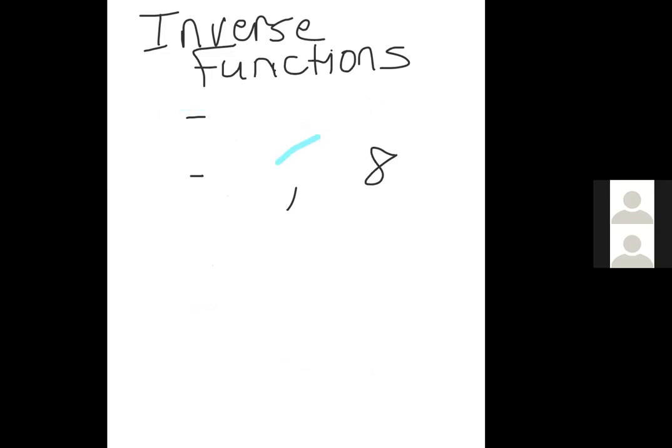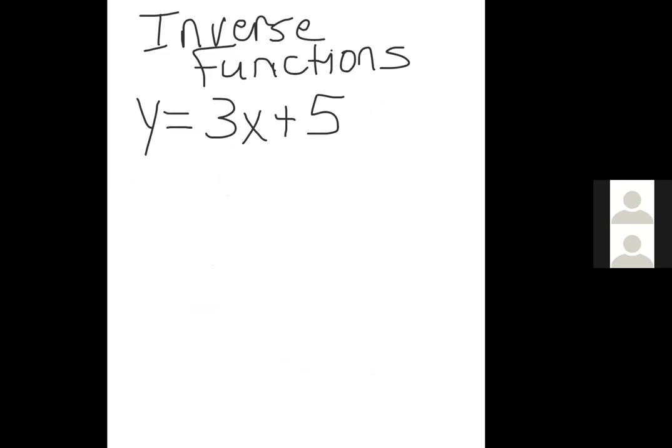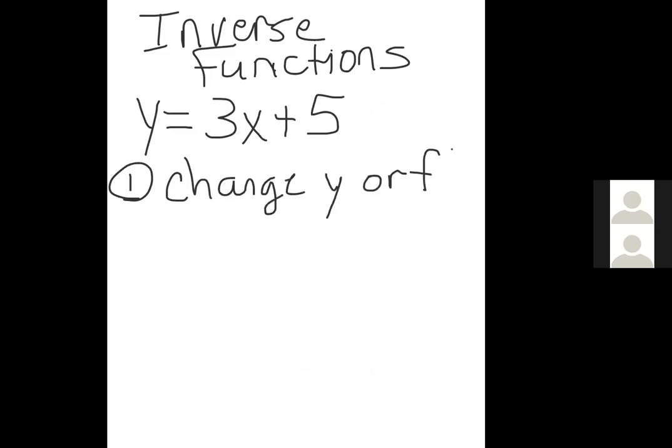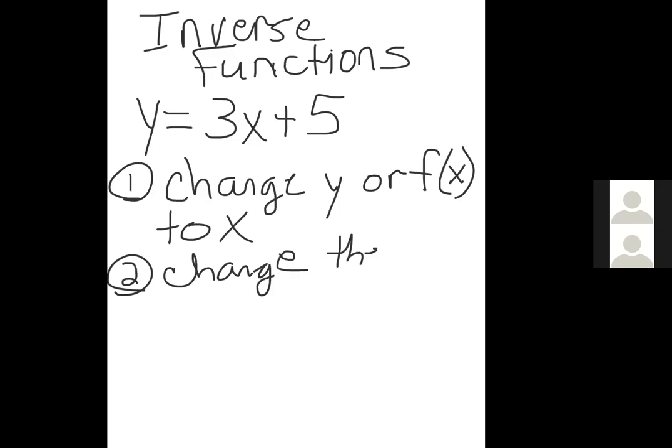If we are actually given an equation though, so if we are given the equation y equals 3x plus 5. So y equals 3x plus 5. If we want to find the inverse, the first thing you're going to do is change either y or f of x, because you know that those both mean the same thing. So you're going to change y or f of x, and then you're going to change them to x. So you are going to flip-flop the x and y. You are also going to change the x to y.